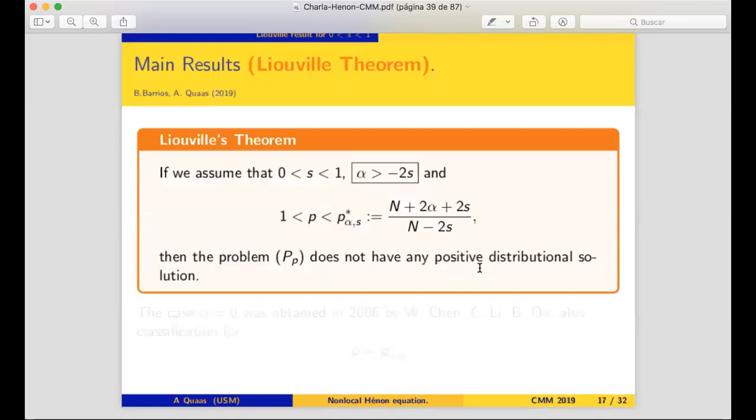Good, so what is the Liouville type theorem, joint with Begonia? This is really the critical exponent. If p is less than this number, which is the critical exponent with the two alpha, the critical exponent related to s, of course you need to change the two by two s and the alpha stays the same, then this is the critical exponent for the fractional equation. So the problem has no positive solution.